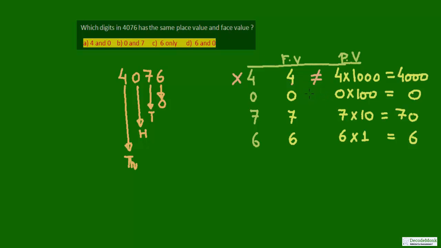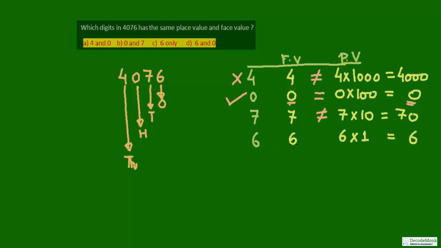Look friend, the place value of 0 is 0 and the face value is also 0. So we can write the place value and face value of the 0 are equal. So this is one of the right options. Coming to the next digit, that is 7. The face value of 7 is 7, whereas the place value is 70. Again here these two are unequal.